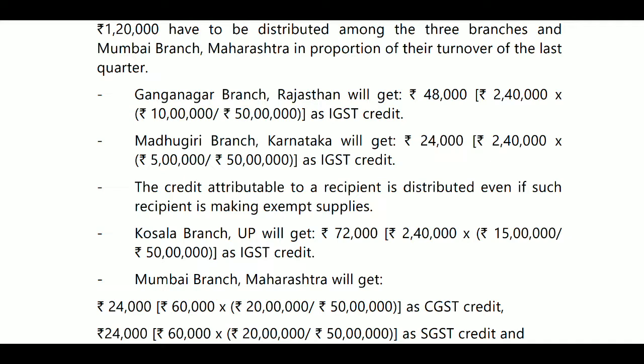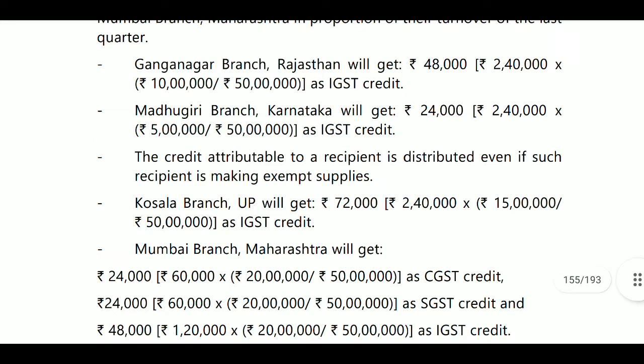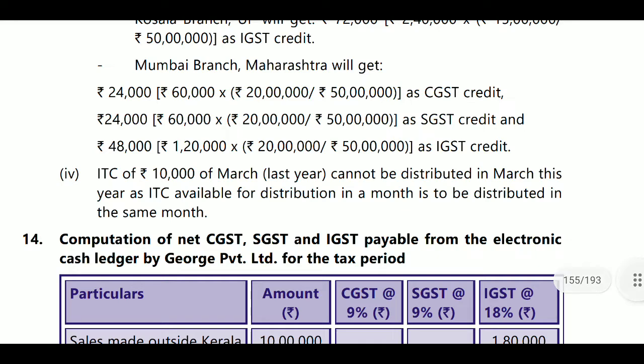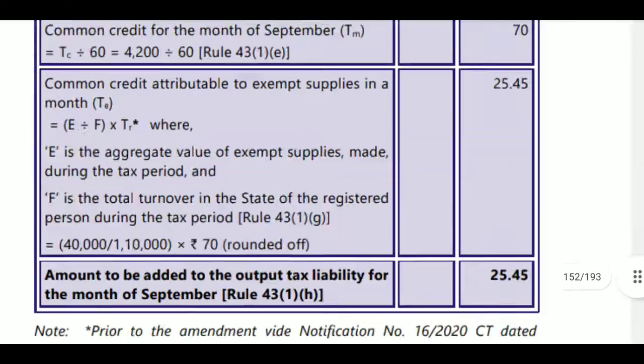So 10 lakhs divided by 50 lakhs, 2 lakh 40 is the common credit. Next, 2 lakh 40 is the common credit into 5 lakhs divided by 50 lakhs. Next Kosali branch 15 lakhs, that is turnover will be 15 lakhs, that is 1 lakh 20 common credit into 15 lakhs divided by total turnover. And Mumbai branch, here Mumbai branch will be apportioned between CGST, SGST, IGST, because it is in the same state. Next, ITC of 10,000, that is last year, cannot be distributed in March this year, has ITC available for distribution in the month. It is to be distributed in the same month, they are not allowed.